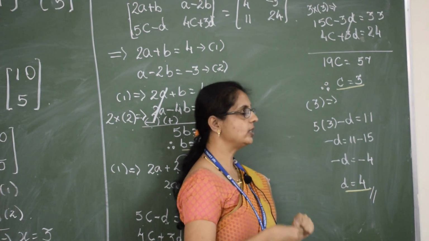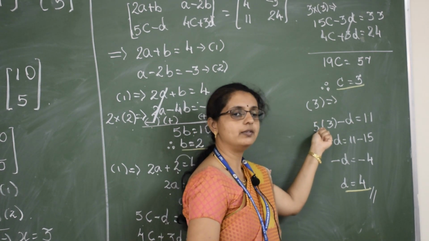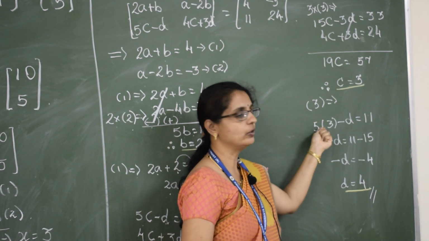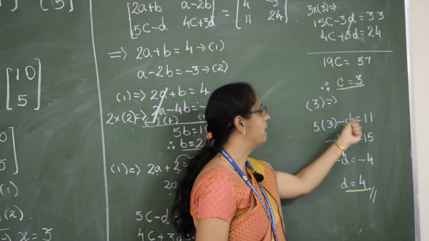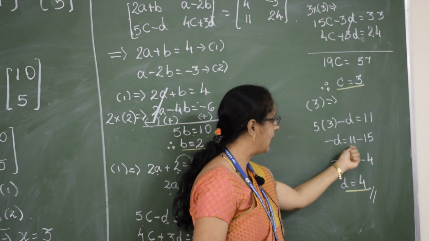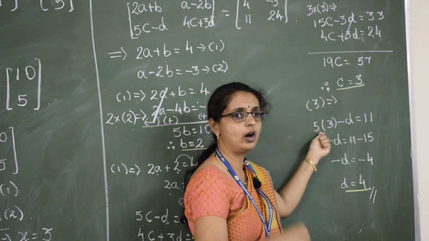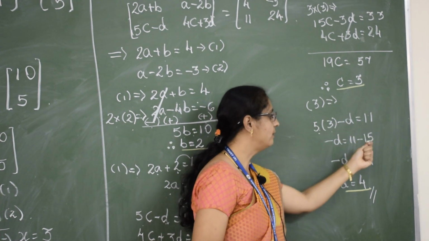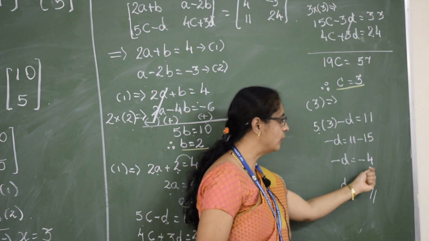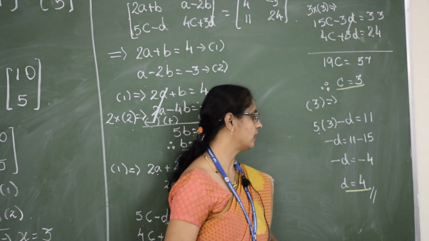Put this value of C as 3 in the third equation. 5C it is, right? In place of C, what am I going to substitute? 3. 5 into 3 minus D is equal to 11. 5 into 3 is 15. 15 when shifted to RHS becomes minus 15. Minus D is equal to minus 4. Minus and minus cancel out. So D is equal to 4.